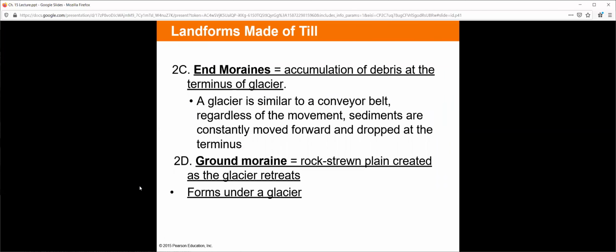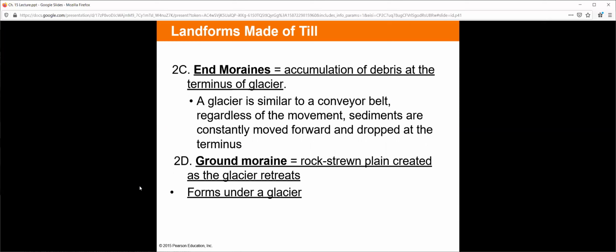End moraines and ground moraines, last two parts. An end moraine is the accumulation of debris at the terminus, or the end, of the glacier, similar to a conveyor belt, right? The glacier is going to spill all the sediment and stuff as it moves and drops. And your ground moraine is the rock-strewn plain created as the glacier retreats. It forms under the glacier, backs up as it dropped all the stuff off, and the stuff's still there.